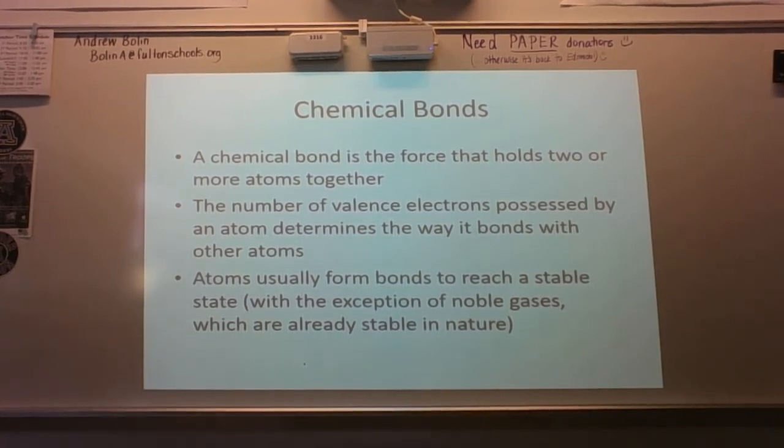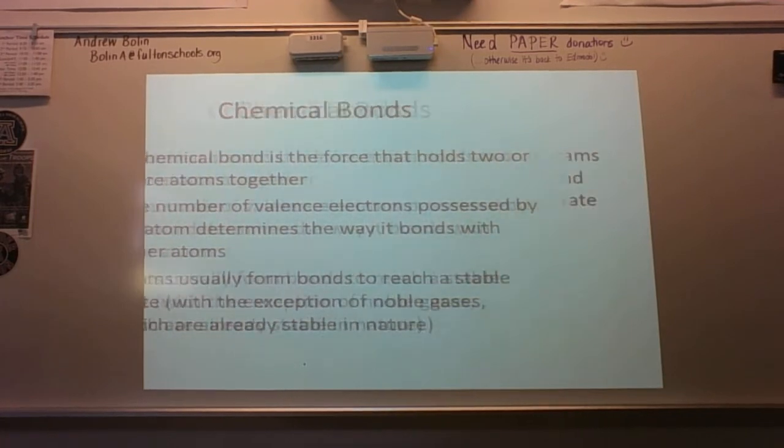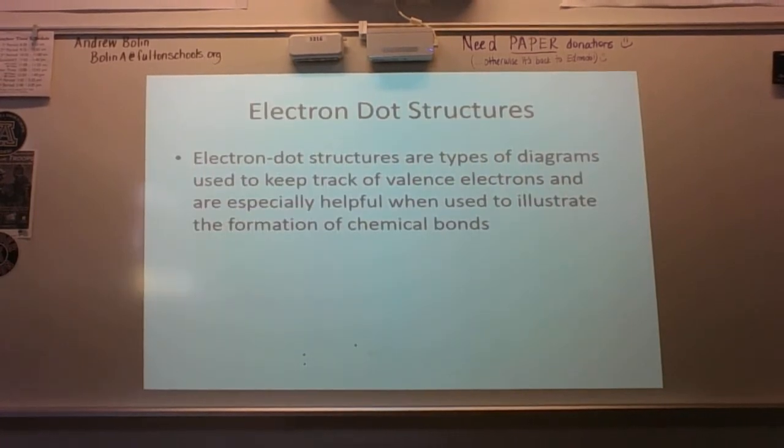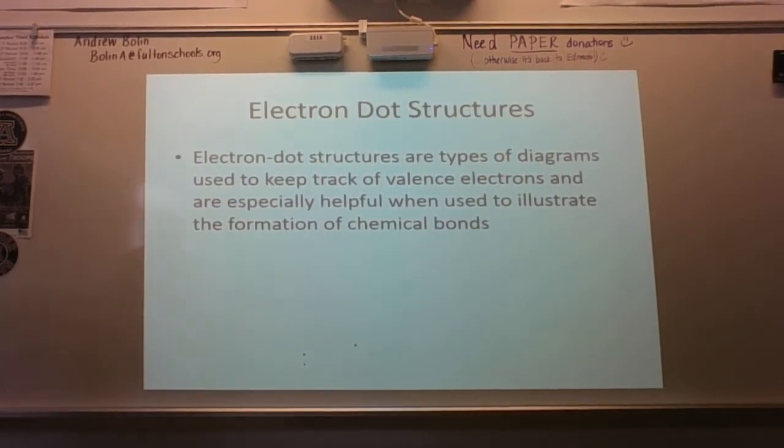All right, so the next part of this, and what we're going to be spending time on for today's assignment, are electron dot structures. So these structures are where we represent electrons with dots. Instead of using the arrows like we did with orbital diagrams, now we're moving into these electron dot structures, or Lewis dot structures. And this is where you'll find that electron dot structures are types of diagrams used to keep track of valence electrons and are especially helpful when used to illustrate the formation of chemical bonds.